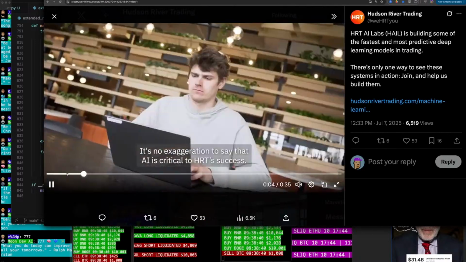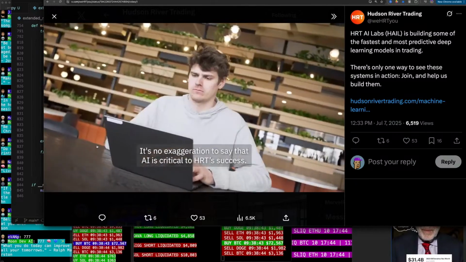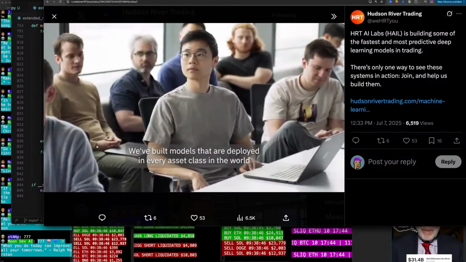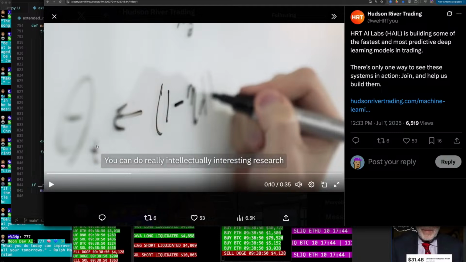AI is critical to HRT's success. We've built models that are deployed in every asset class in the world, but also across time horizons.